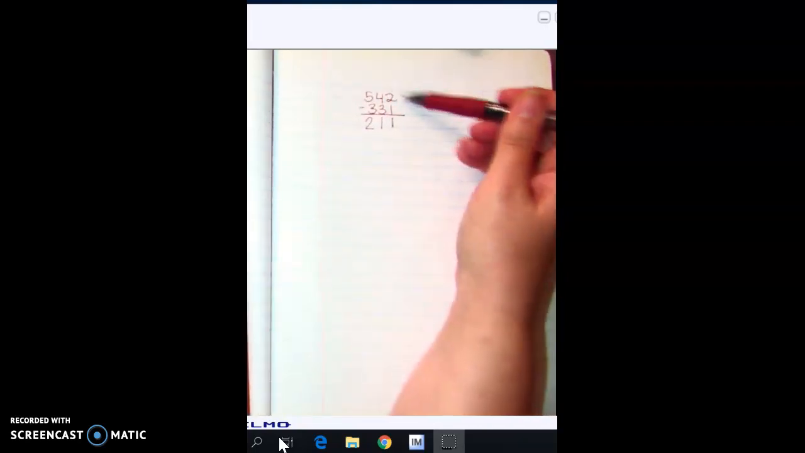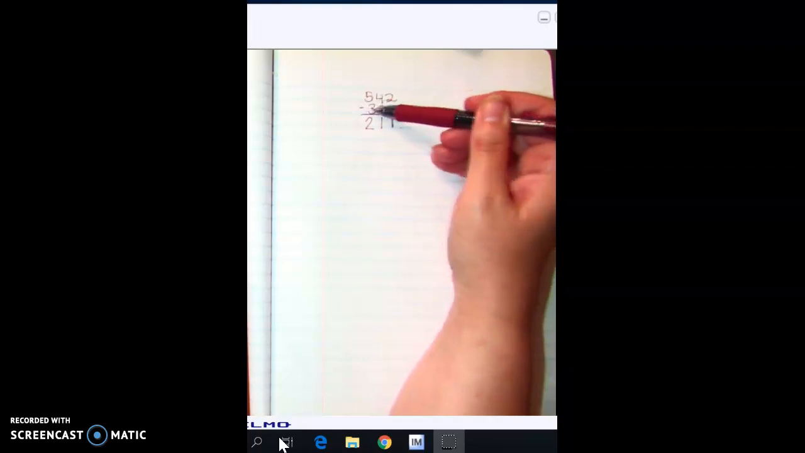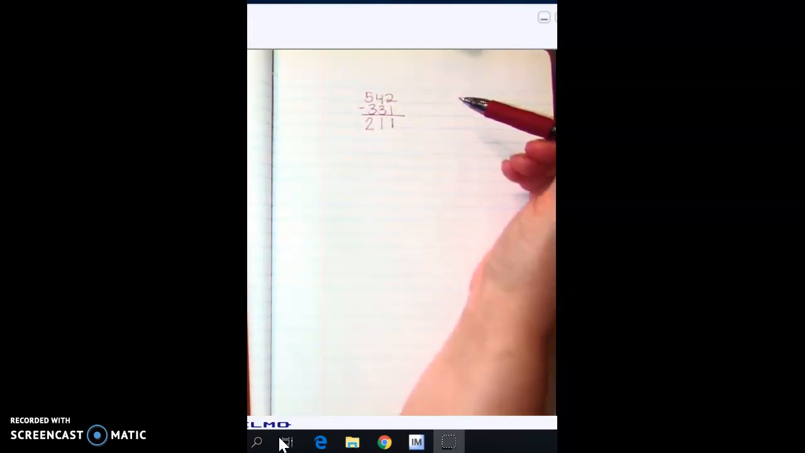So what did we do here? We did 2 ones minus 1 is 1. 4 tens minus 3 tens is 10. 5 hundreds minus 3 hundreds is 200. Okay, so we ended up with 211.